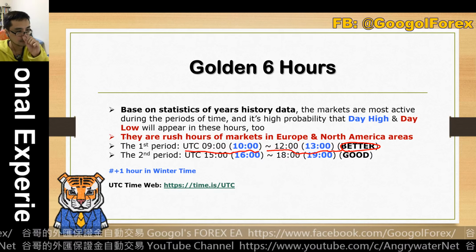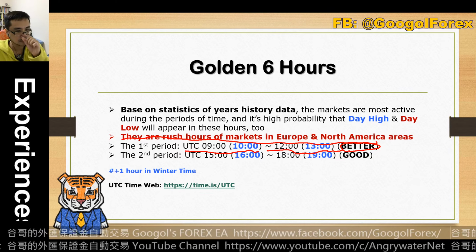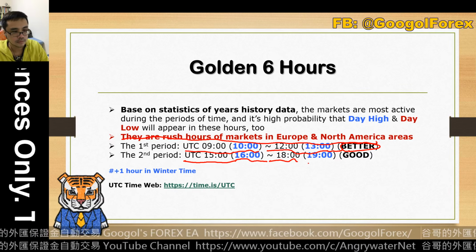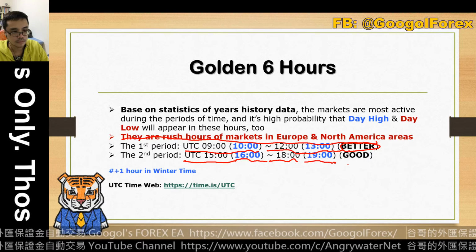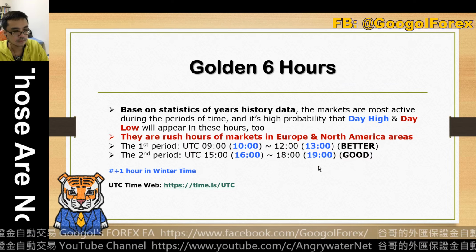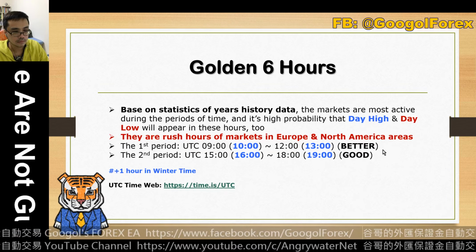The second period is UTC 1500 in summer, or 1600 in winter, to 1800 in summer, or 1900 in winter. The markets in this period will have less momentum than the first period, but still have some opportunities to trade.